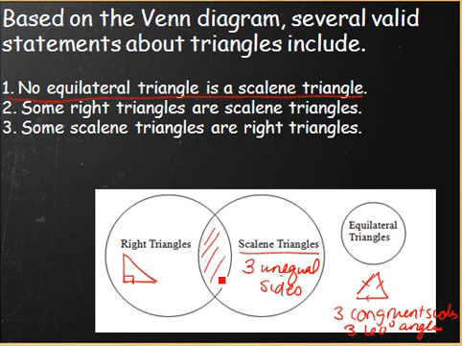If we look at the intersection of our Venn diagram, we can see that some right triangles are scalene, having 3 unequal sides, but some right triangles could be isosceles, having exactly 2 congruent sides. Remember that our hypotenuse has to be our longest side. Therefore, some right triangles are scalene, and some scalene triangles can be right, but not all scalene triangles are right. For example, we can draw this obtuse triangle, seeing that some scalene triangles cannot be right.